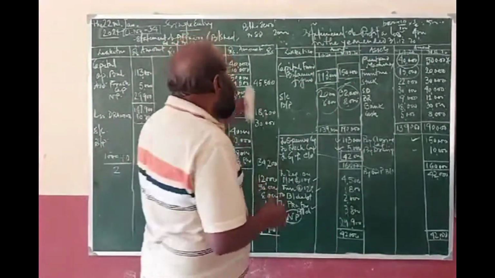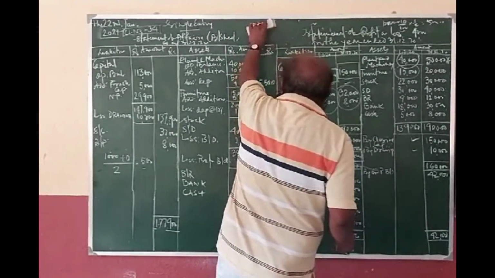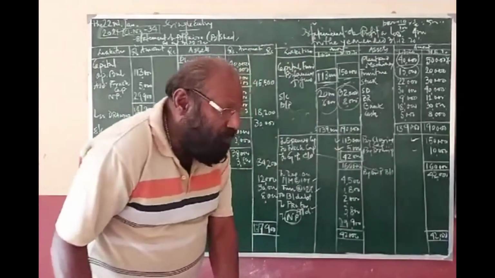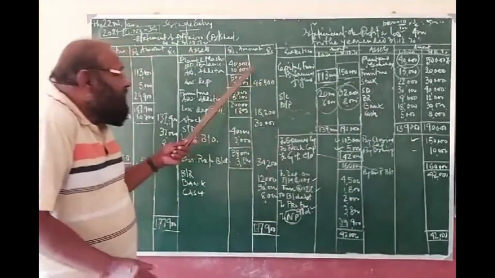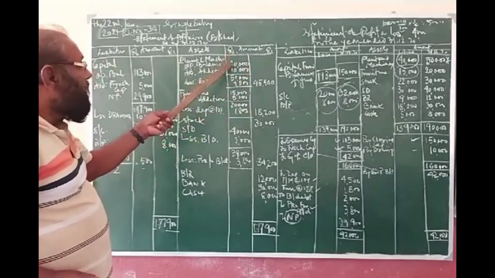Now the next part. The next part is the final statement of affairs, that is the balance sheet, which we call. As we have already told, the balance sheet is a statement of all the assets and the liabilities. Now I am making a phrase.